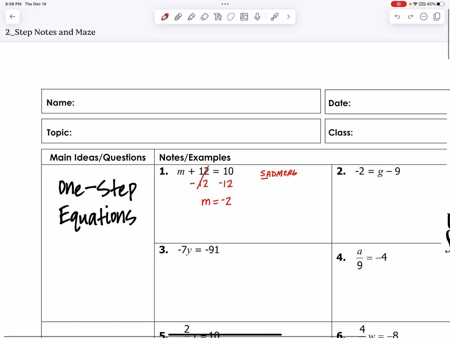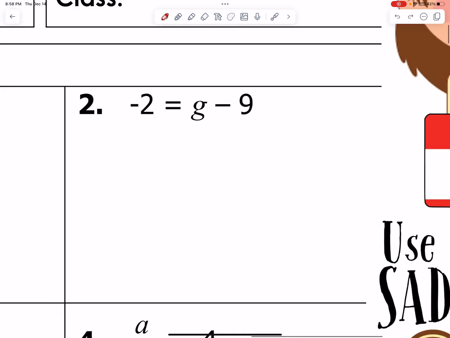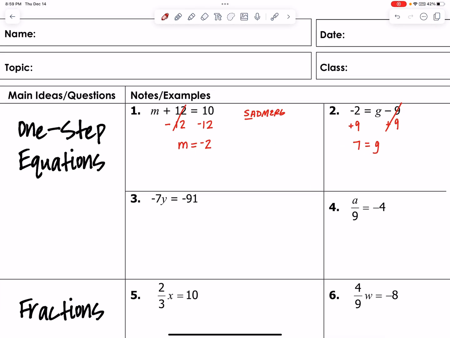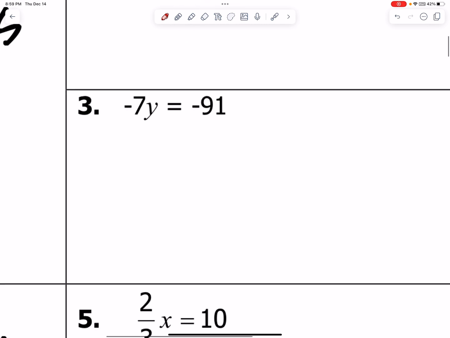Okay, all right, let's go to number 2. Two-step problems. Okay, SADMERG says addition, subtraction first, so take care of the easy things right away. Instead of a negative 9, we have a plus 9. We have to do it to both sides. Physically cross that out, showing the zero pair. And make sure you have your equal sign. Everything's going to be brought down. 9, 8, 7. So we have 7 equals G. And you're done. All right, let's go ahead on to number 3.